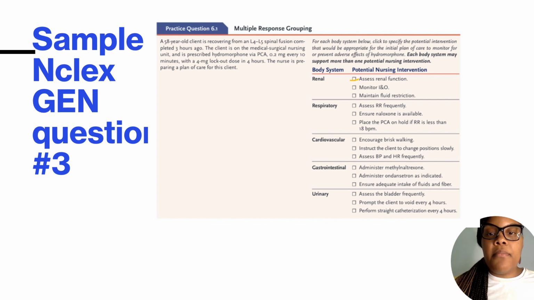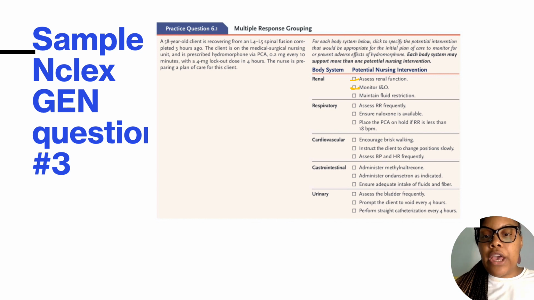Why? Because pain medications can cause urinary retention. And we also want to think about it this way, that patient just got back from surgery. So it's never wrong to always assess your renal function and monitor your I's and O's, right? But hydromorphone can cause urinary retention. All right, so with respiratory, we want to assess the respiratory rate frequently? Yes, because opioids can cause respiratory depression, right? All right, do you want to ensure that naloxone, which is Narcan, is available? Yes, because we need that reversal agent at bedside if something would go wrong with that patient.